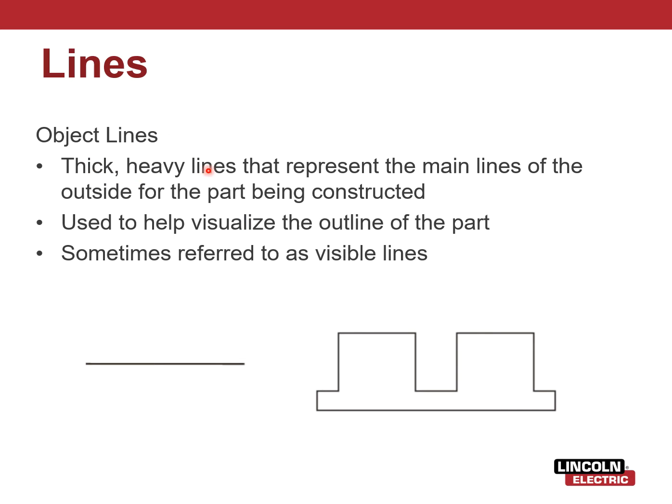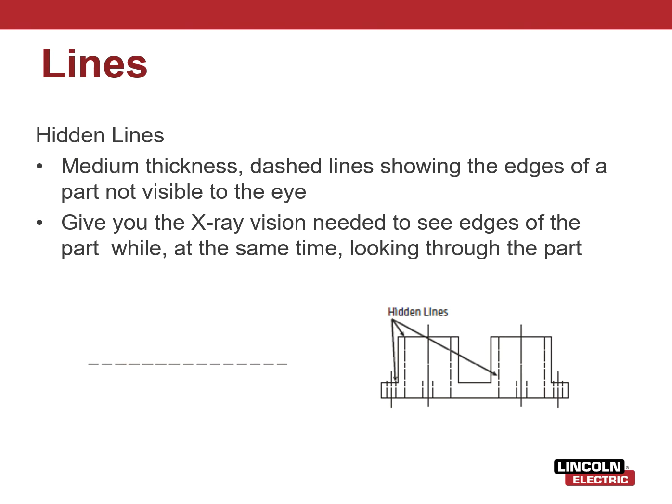All right, they're thick, heavy lines that represent the main lines of the outside of the part being constructed. These are used to help visualize the outline of the part. This is what gives it shape visually to us. It's sometimes referred to as visible lines. Okay, so object lines, also known as visible lines. Hint, hint, might be one of those quiz questions.